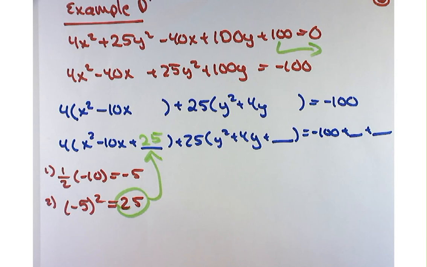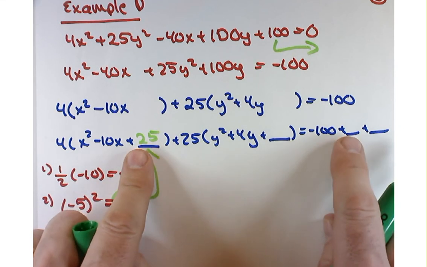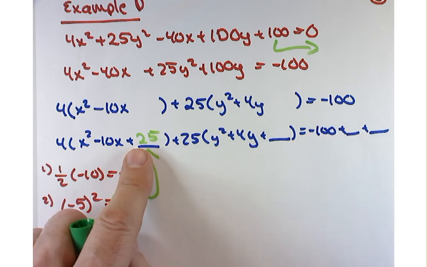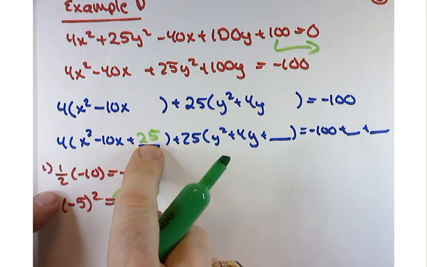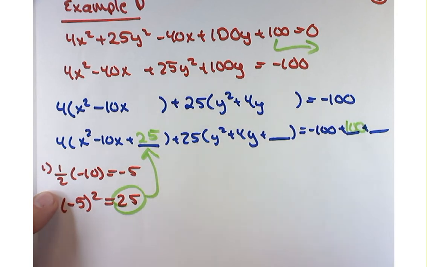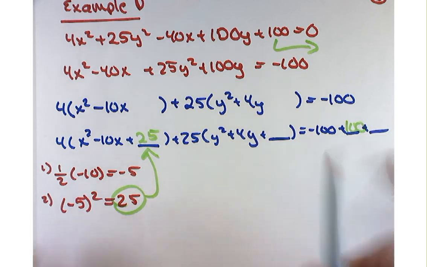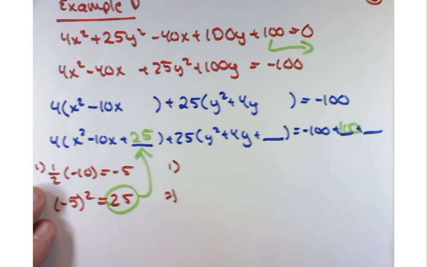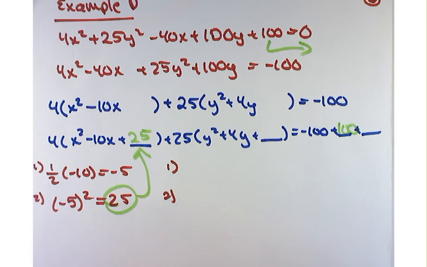But wait, I added something to the left-hand side. I also have to add something to the right-hand side to keep things equal. So if I add 25 here, I better not just be putting 25 here. There's got to be something else. 100. Good job. Because really by putting a 25 here, you're putting 4 times 25, or 100, to the left-hand side. Now, you try it. Try completing the square on this part, and then figure out what you're going to add over here. It's that same 2 steps.